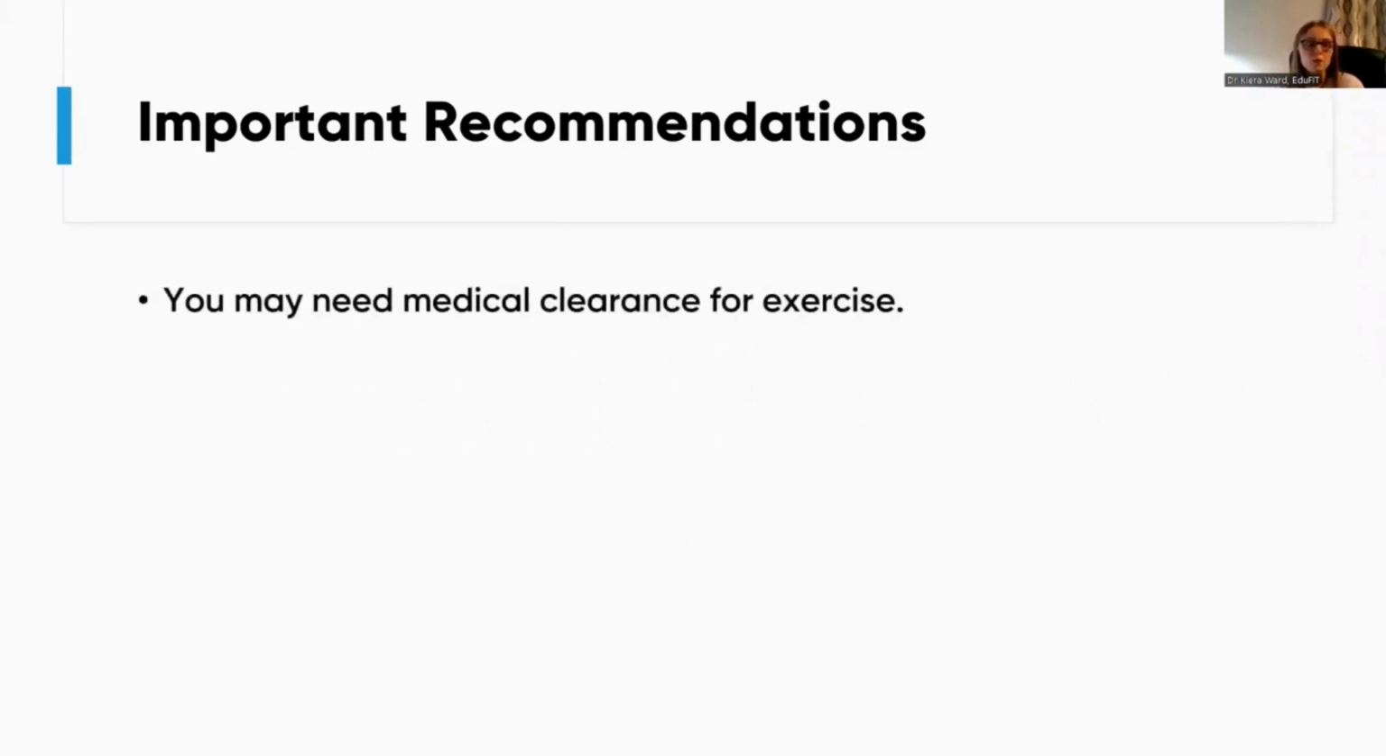The next one then, so you may need medical clearance for exercise. So please speak to your GP if you do. This does not apply to anyone on our current Prime Time of Life programme, as you have all been medically screened by our clinical exercise physiologist. But just for anybody who is listening to this back, please check with your GP beforehand.